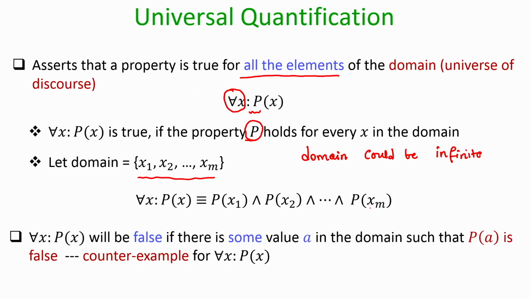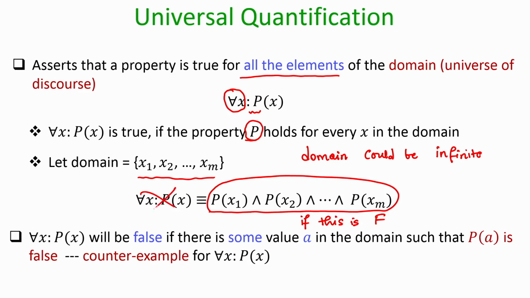Okay. That means, if this conjunction on your right hand side is false, then for all x P of x is not true, that will be false. That means, even if you find one counter example, or a bad witness, your counter example is nothing but a bad witness.